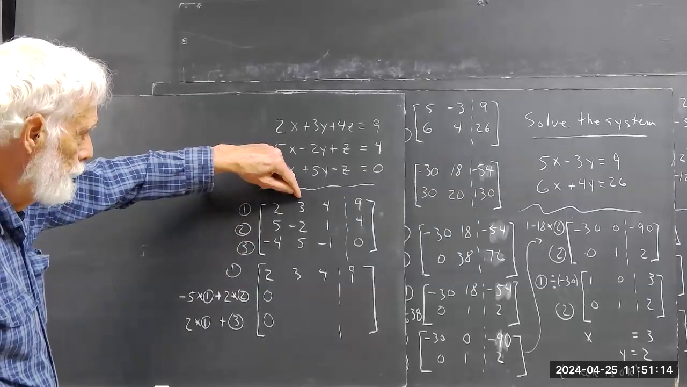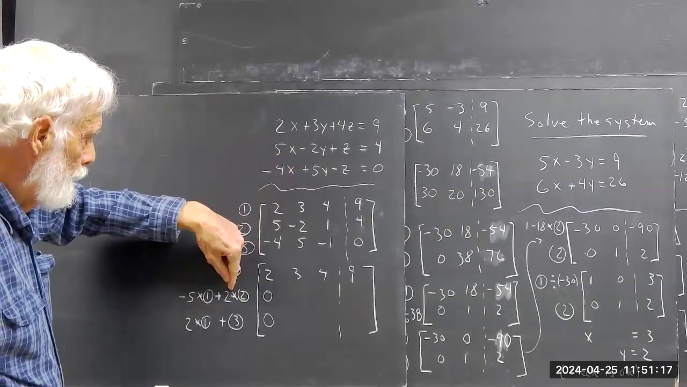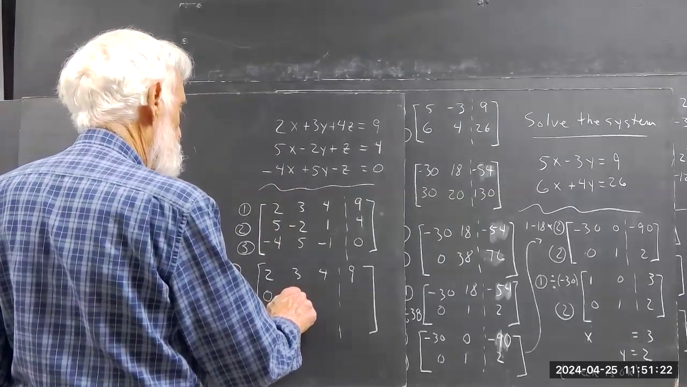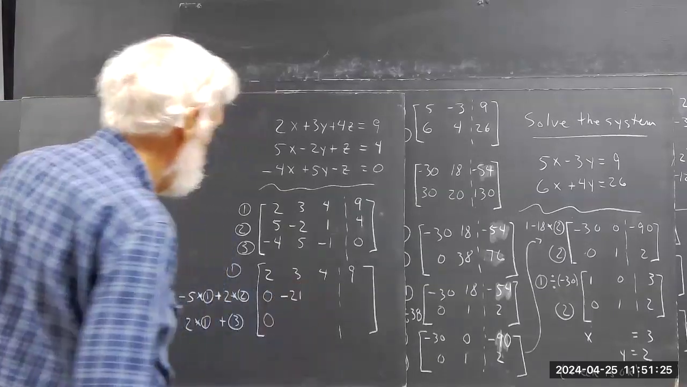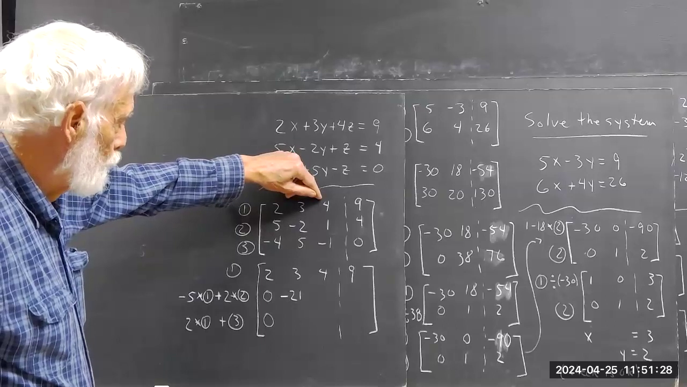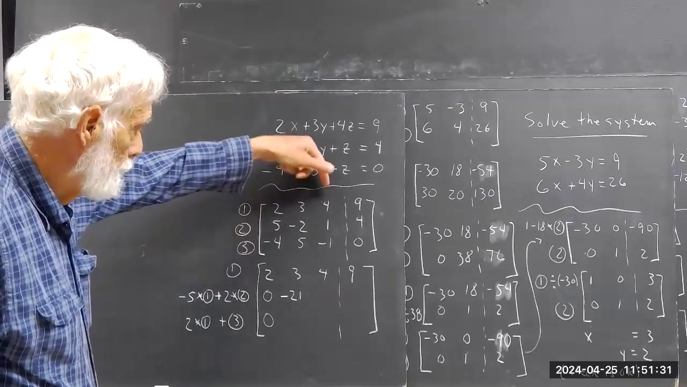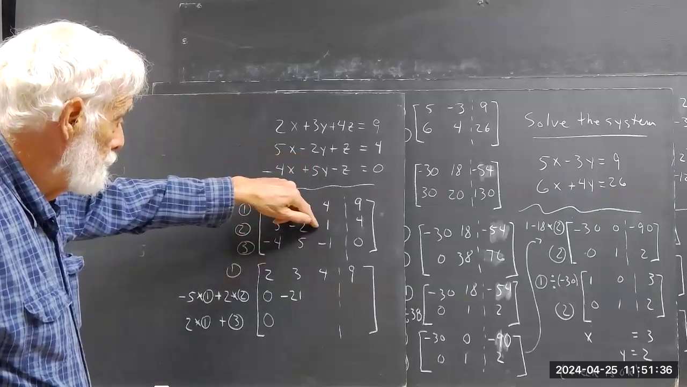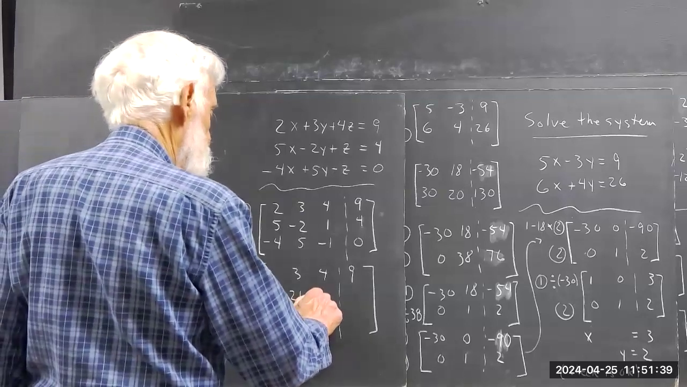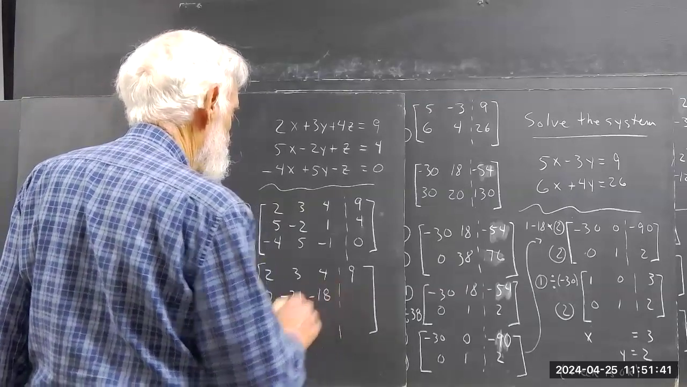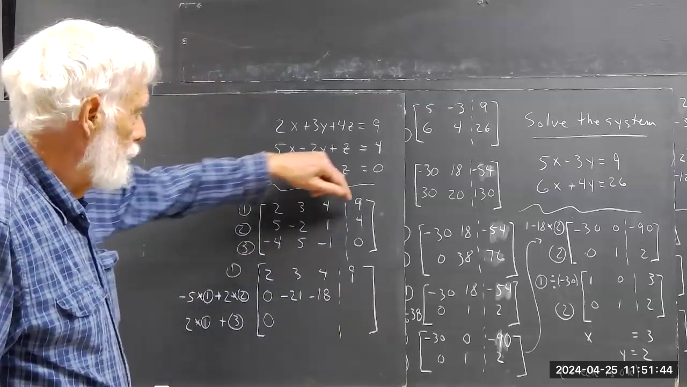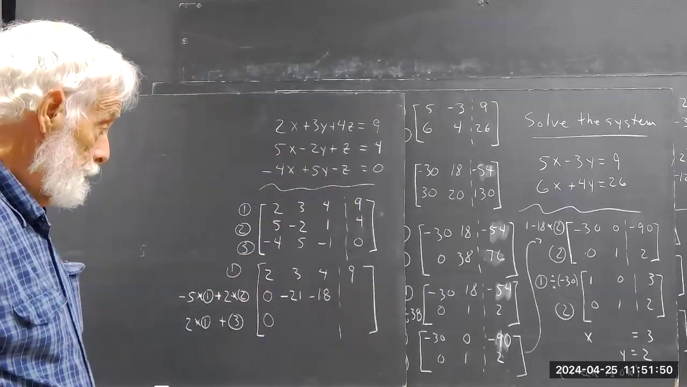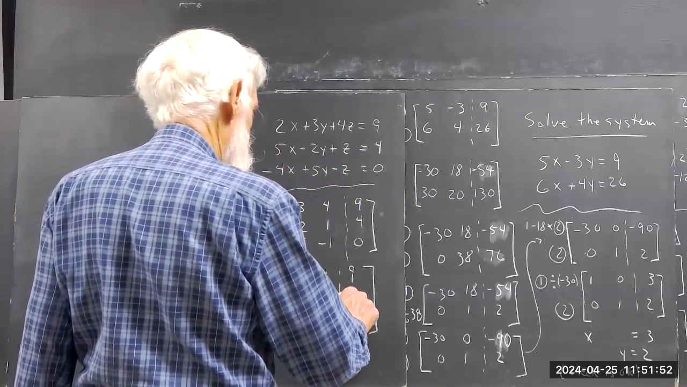Negative 5 times 3 is negative 15. 2 times negative 2 is negative 6. That's going to give us negative 21. Okay, negative 5 times 4. Negative 5 times the row 1 number in this column. Negative 5 times 4, which is negative 20. 2 times 2 is 2. Negative 20 and 2 is negative 18. Okay, then negative 5 times 9 is negative 45. 2 times 4 is 8. Negative 45 and 8 is negative 37.